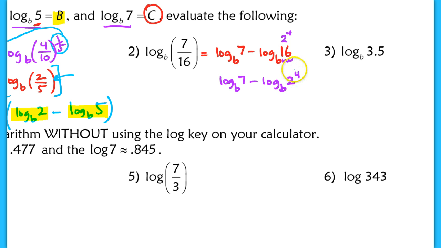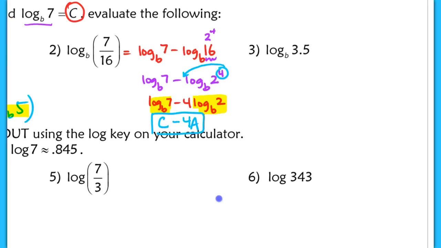Now that I have a power here, I can bring that power out in front of this log. So this is the same as the log base b of 7 minus 4 times the log base b of 2. And now that I have just log base b of 2, I'm going to use substitution here. So let's substitute both of these values in. Log base b of 7 is equal to big C, so I have c minus 4 times the log base b of 2, which was big A. So this example here simplifies to c minus 4a.